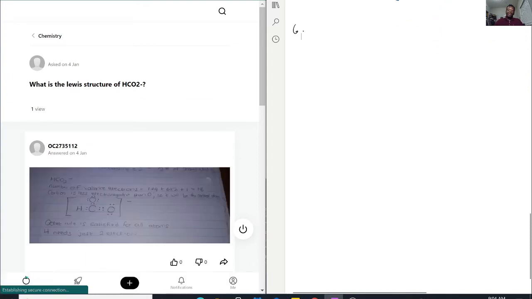We have here, what is the Lewis structure of HCO3? So this would be hydrogen carbonate ion. And the reason why I say that is because it's HCO3 minus, okay? So we're going to assume that it's referring to HCO3 minus. That would be a little bit more complicated otherwise.